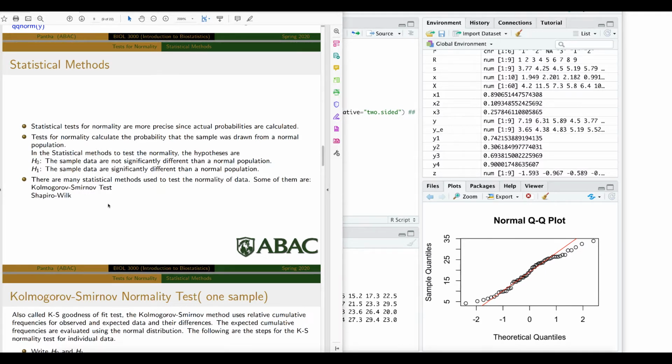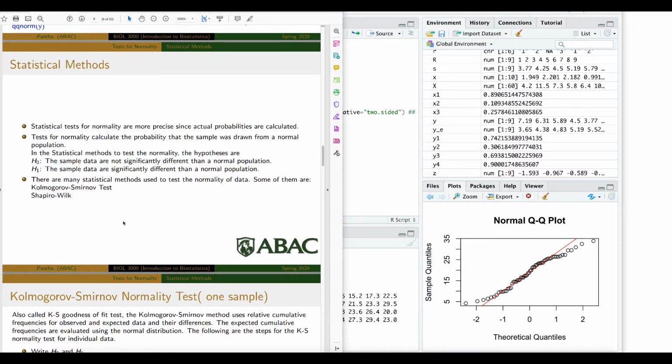Some of them that I'm going to discuss here are the Kolmogorov-Smirnov test and the Shapiro-Wilk test. Okay, but there are so many. You can see D'Agostino's method. There are Pearson's tests. There are Lilliefors tests. There are so many tests. You can search for them and study. But I'm not showing many methods. I'm just showing a couple of methods here that are more frequently used.